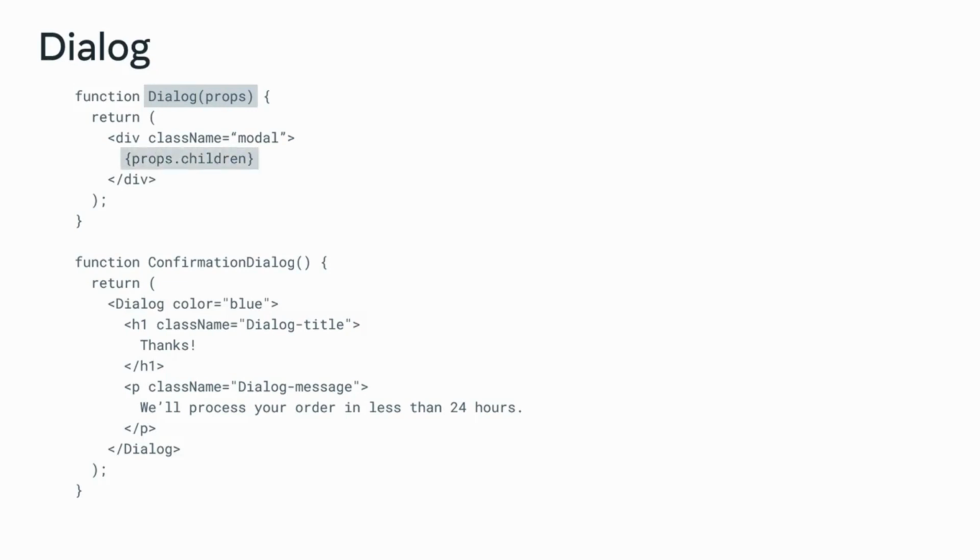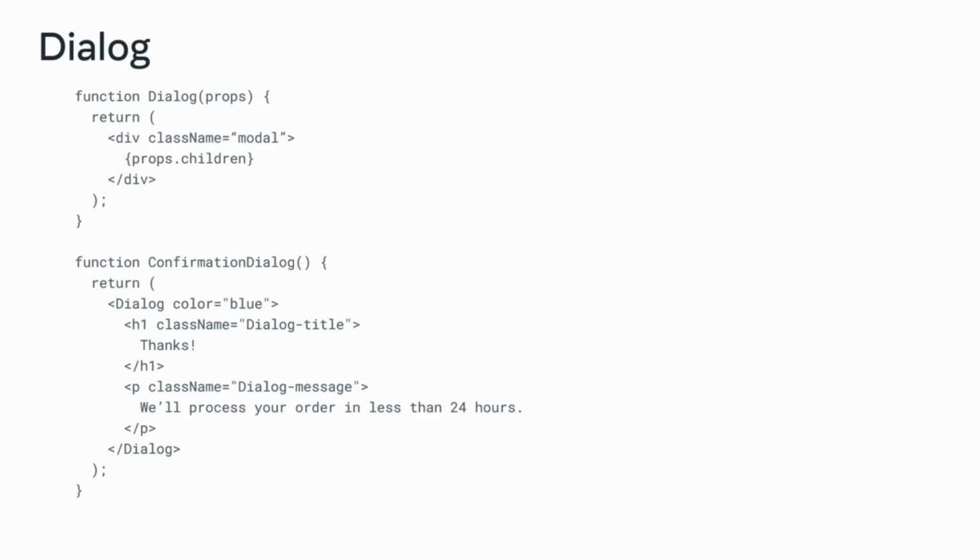By using the children prop, it has become a generic component to which we can provide any valid JSX as children. To illustrate that, the confirmation dialog component has been defined, which uses the dialog component and renders as children, a title and a description. This example also showcases the second feature of component composition: specialization. Specialization defines components as being special cases of other components. In this example, the confirmation dialog is a special case of dialog.